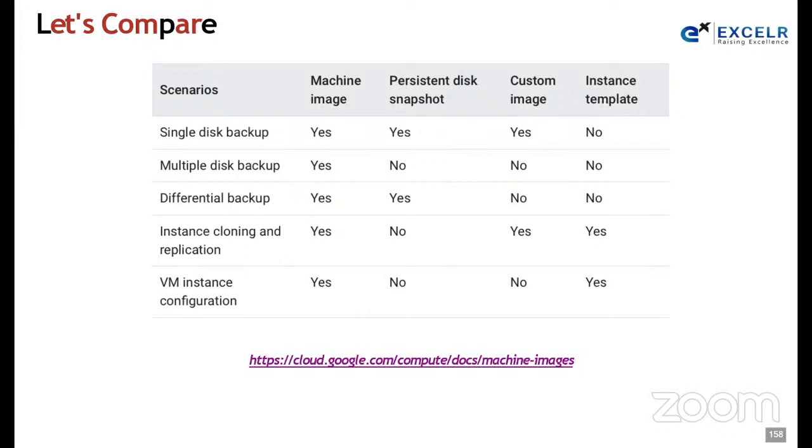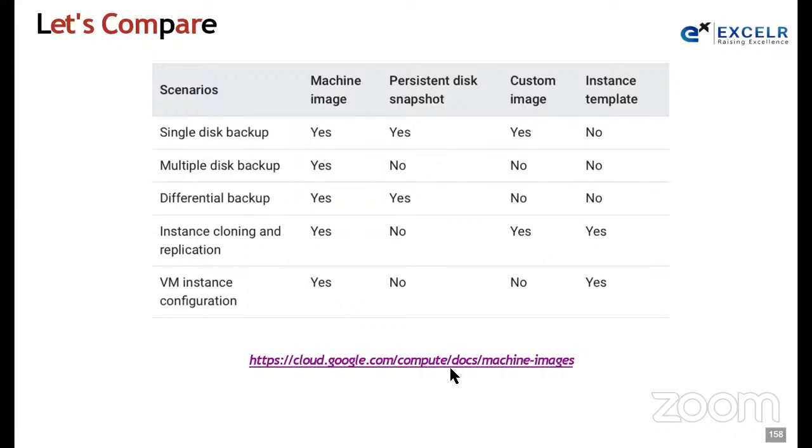Then, in case you want to create or replicate multiple virtual machines based upon a particular image, you need to go for a machine image, and the same can also be achieved by your custom image and the instance template. Now, certain differences: in the machine image you can have multiple disks, but with a custom image or instance template you need to first define it, and then you will be able to use it. Then VM instance configuration is possible with a machine image, but not possible with your persistent disk and custom image, and so on.